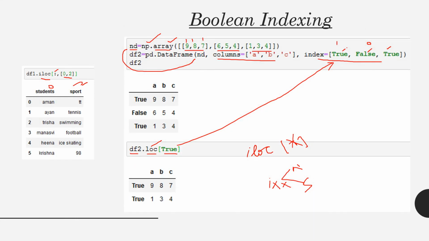Next, or the last topic, we have Boolean indexing. In Boolean indexing we are giving the indexing as Boolean values. So for fetching them we always use the loc operator or the loc indexer.